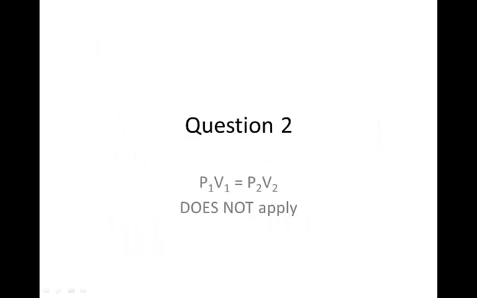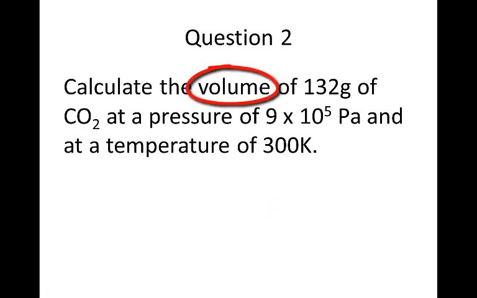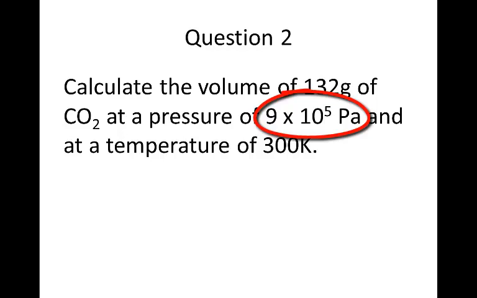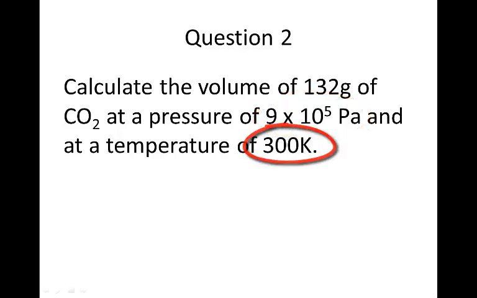Now let's look at a question where this equation cannot be used. Calculate the volume of 132 grams of carbon dioxide at a pressure of 9 times 10 to the power 5 pascals and at a temperature of 300 Kelvin. Why can we not use P1V1 equals P2V2 here?